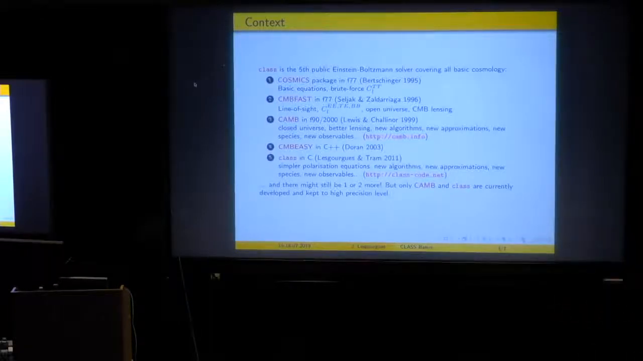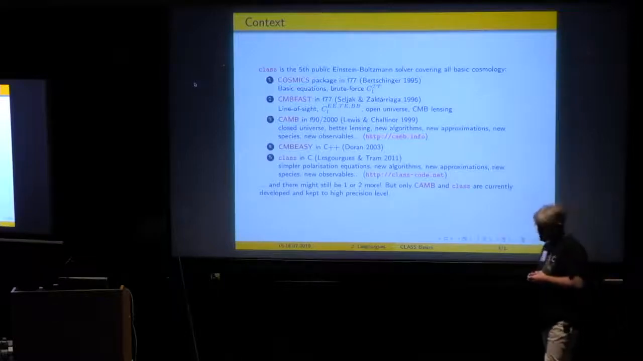And also, progressively, Anthony Lewis added a lot of new physics in CAMB. He had the first version of calculation with positive curvature. Together with Anthony Challinor, they defined a better version of CMB lensing, which is a full sky version. They did lots of clever algorithms, new physical approximations to speed up the code, so it became really more efficient. They did new species, new observables. As you know, CAMB has been developed a lot. It's a very big code, and it's still very actively maintained and very actively used.